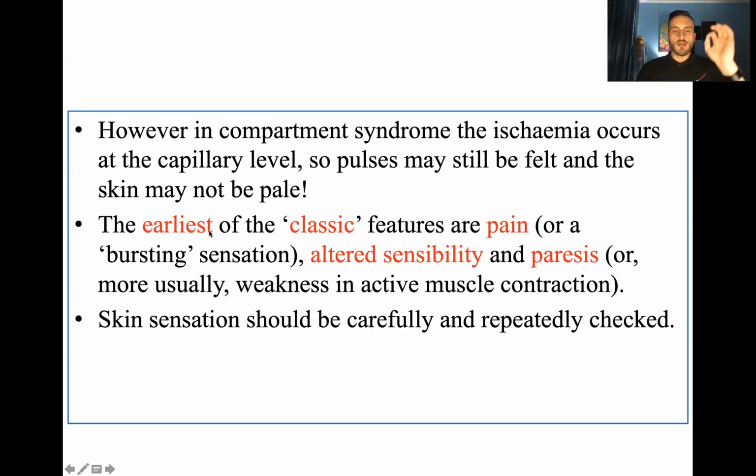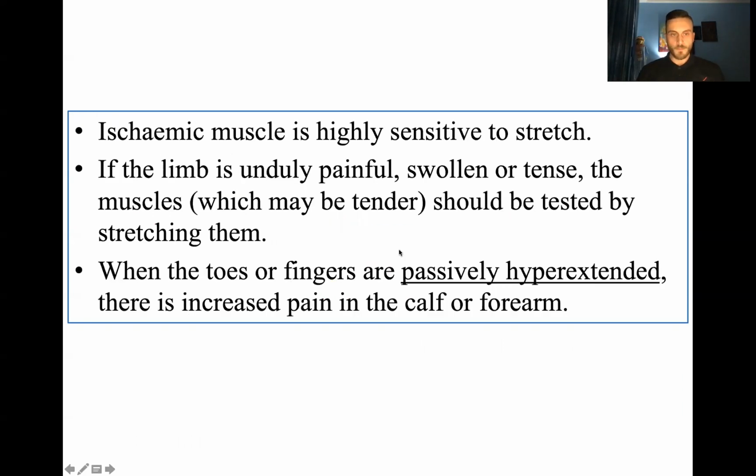The earliest and the classical feature of a compartment syndrome, and this is a common question, is pain, pain, and pain. Pain is very important. So pain, altered sensibility, paresis. Ischemic muscle is highly sensitive to stretch. That's why they say it's pain with passive stretching of the compartment.